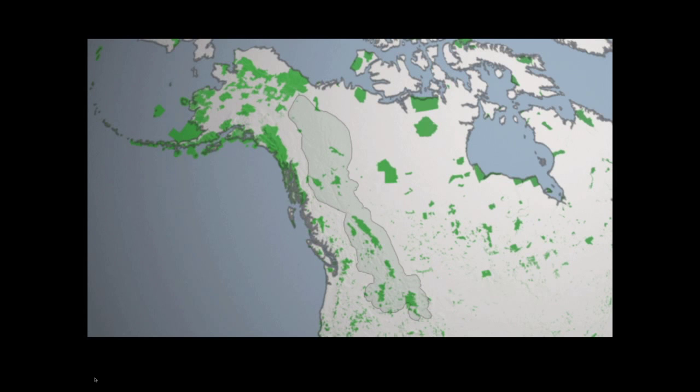And this particular example of connectivity conservation is called the Yellowstone to Yukon Initiative, Y2Y for short. And there's over 300 partners: tribes, states, it covers two countries, counties, NGOs, land trusts, academics. There are federal governments. There are very, very many partners that are coming together to manage the matrix around the protected areas to facilitate plant and animal survival in a changing world.